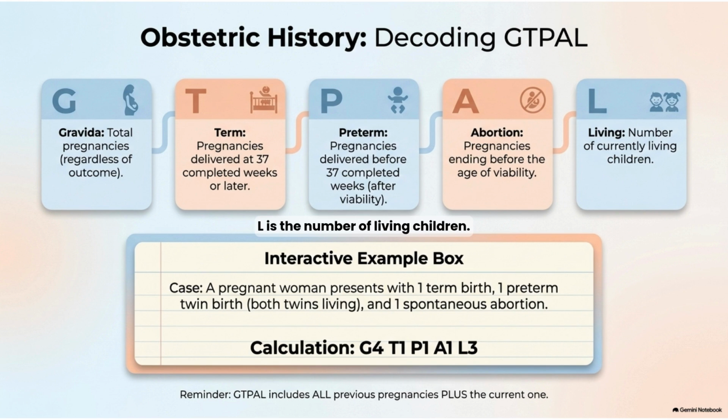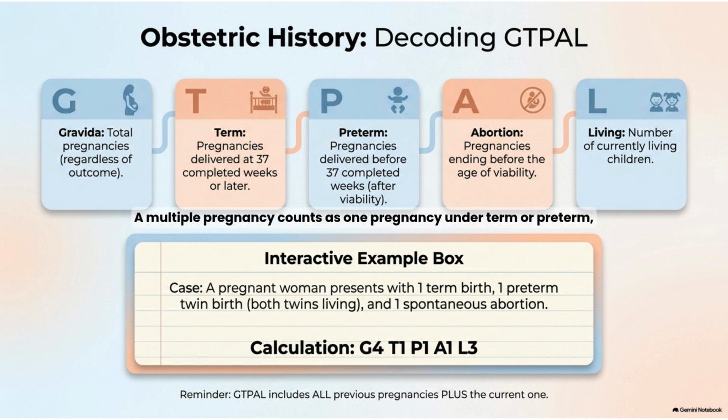L is the number of living children. A multiple pregnancy counts as one pregnancy under term or preterm, but each living child is counted under L. Let us apply this to the example. The woman is currently pregnant. Previously, she had one term birth, one preterm twin birth with both twins living, and one spontaneous abortion.